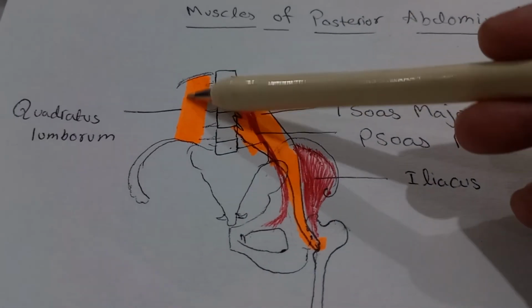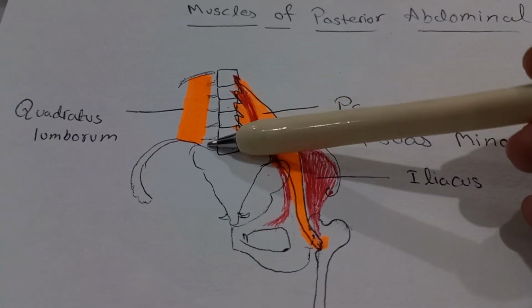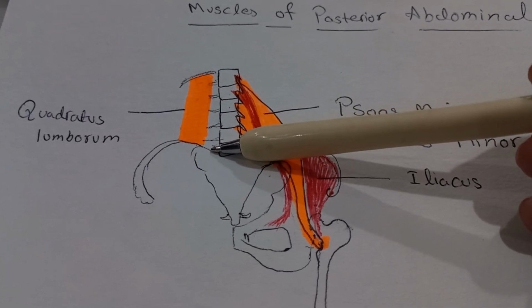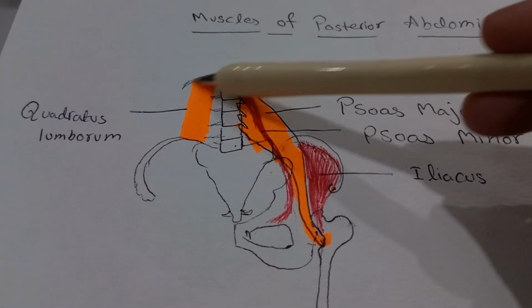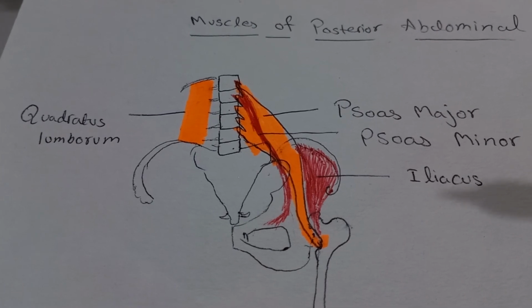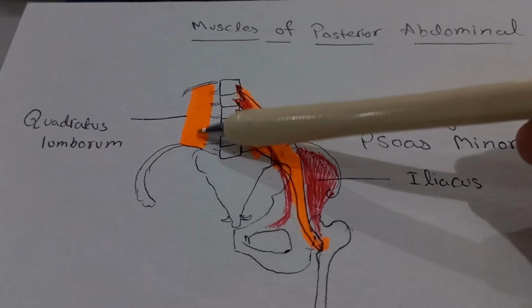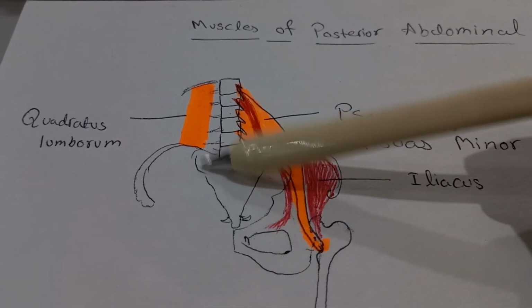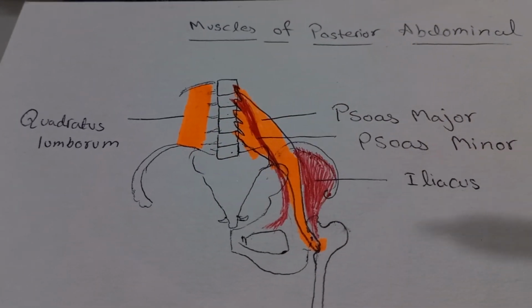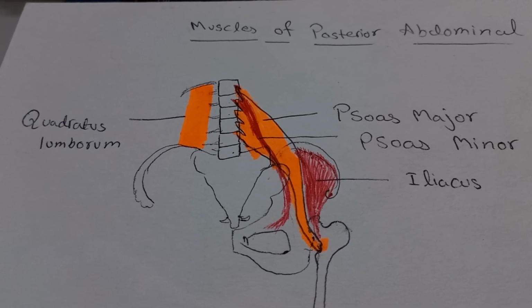Quadratus lumborum muscle is innervated by ventral rami of spinal nerves T12 to L4. It fixes the last rib during inspiration. When one side muscle acts, it causes the lateral flexion of the vertebral column, and when both sides muscle act, it brings about the extension of the lumbar vertebral column.